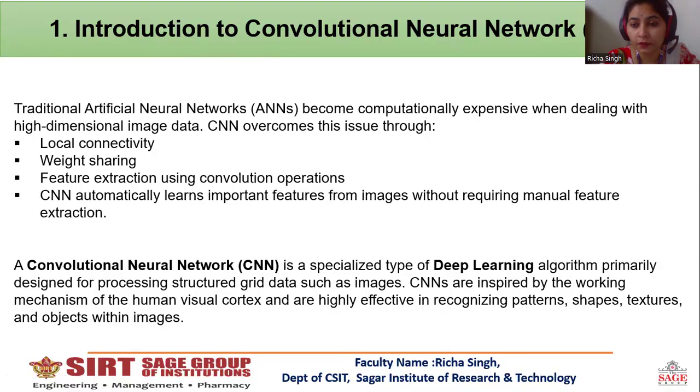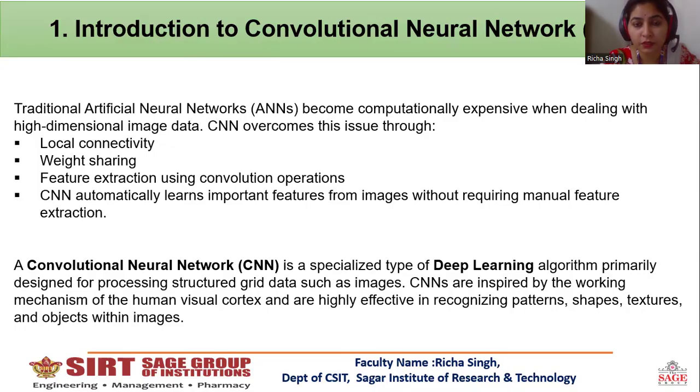Why? When dealing with high dimensional data, like high dimensional image data. CNN overcomes this kind of issue through local connectivity, weight sharing, and feature extraction using convolution operation. CNN automatically learns important features from images without requiring manual feature extraction. So the artificial neural network has that kind of computationally expensive issue. Thereafter, we invented the new concept of convolution neural network.